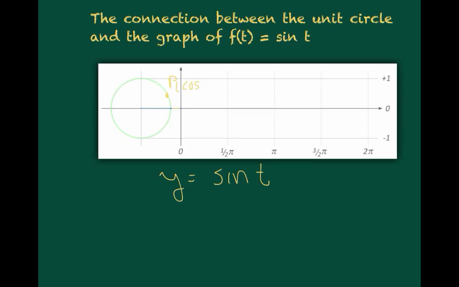So its coordinates would be cosine of t, comma sine of t. And the y value would be the height above the x-axis. And as the arm moved its way around the unit circle, these y values are going to get taller and taller until you get to pi over 2, or 90 degrees. And at that point, at pi over 2, sine will have hit its maximum.